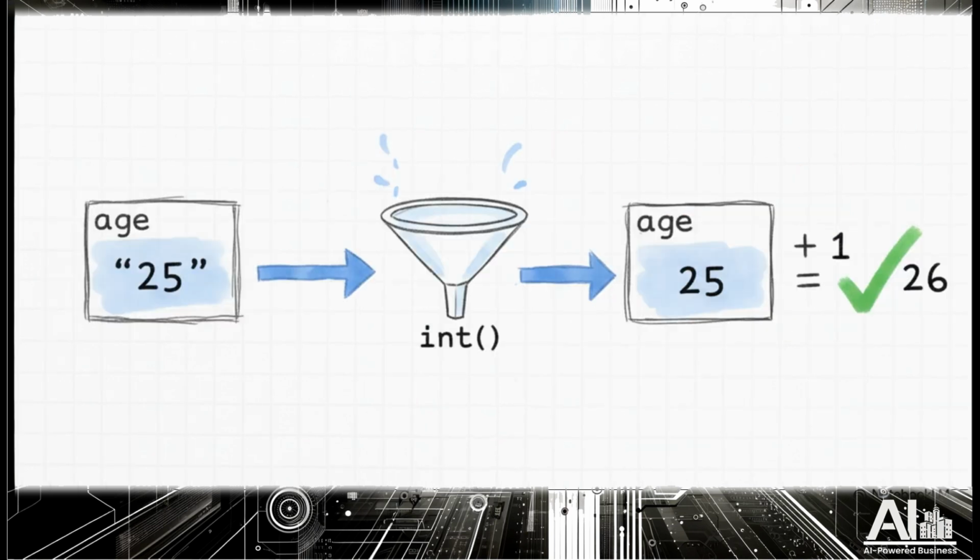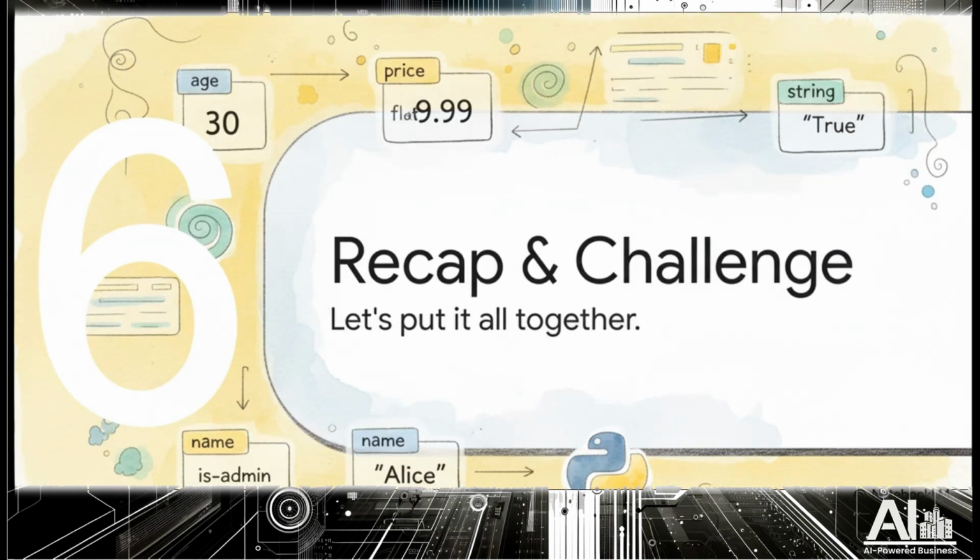And here's the fix. It's called type conversion, or sometimes casting. It's super simple. We take the string that we got from the user, and we wrap it in the int function. This tells Python, hey, take this string and do your best to turn it into an integer. Now the age variable holds the actual number 25, and when we add 1 to it, everything works just like we expect.